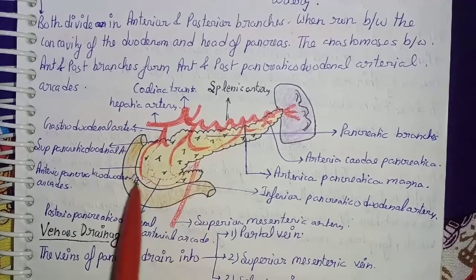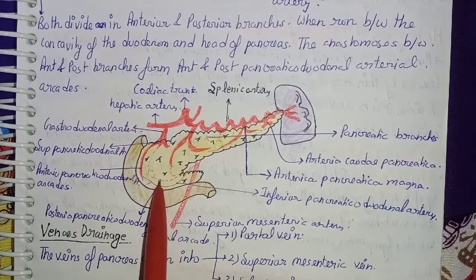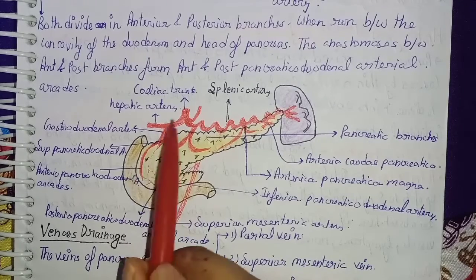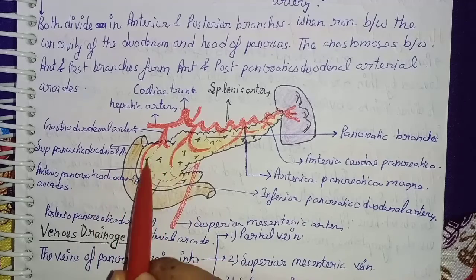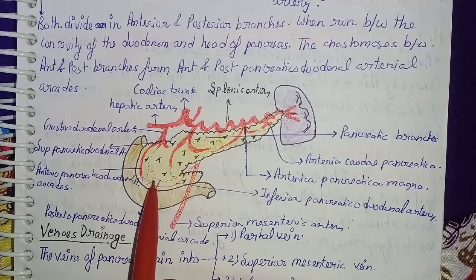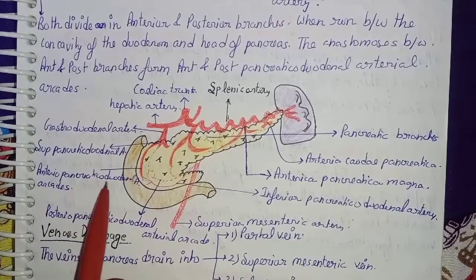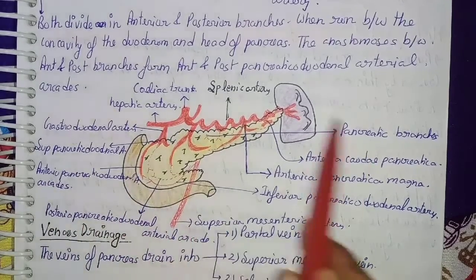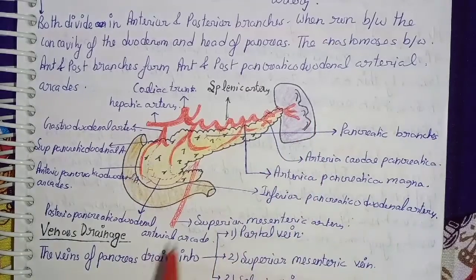They both divide into anterior and posterior branches which run in the concavity of the duodenum and head of the pancreas. Then the anastomosis between the anterior and the posterior portions will form the anterior pancreatoduodenal arcades and posterior pancreatoduodenal arterial arcades. So this is the arterial supply of the pancreas.